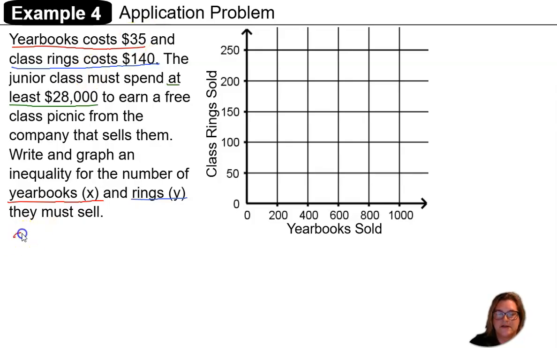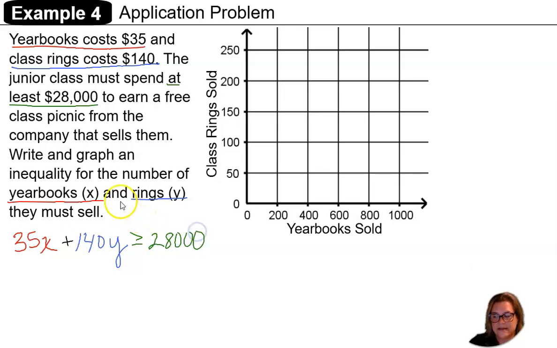So yearbooks cost $35, and the total number of yearbooks sold is going to be X. Then to that, we need to add the number of rings, Y, times the cost of each ring, $140. We also know that they must spend at least $28,000. So the total cost for the rings and the yearbooks has to be greater than or equal to $28,000 in order for the class to have their picnic.